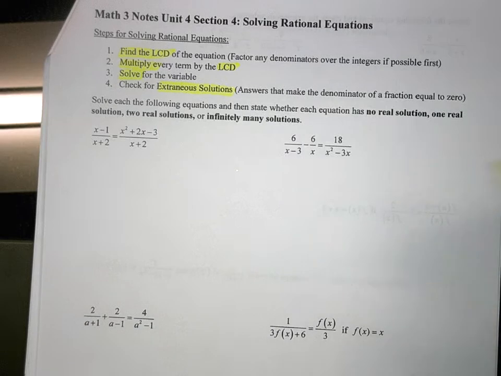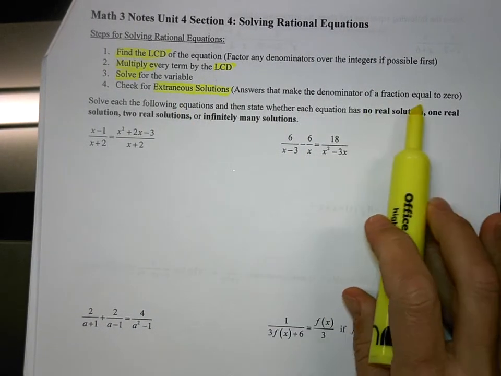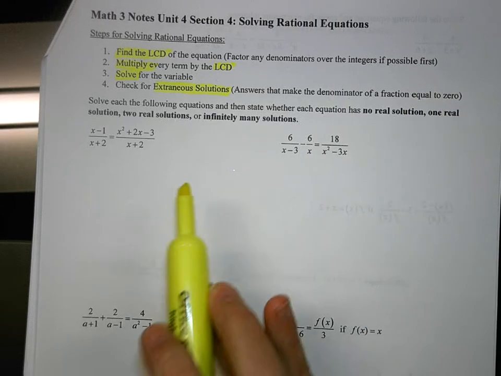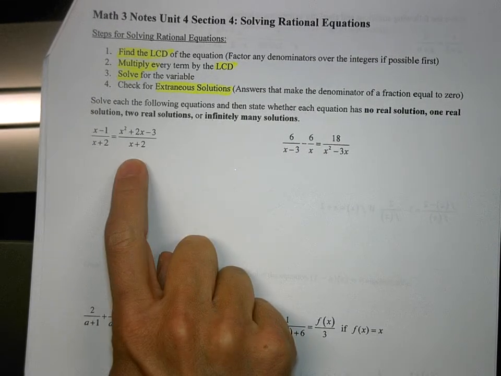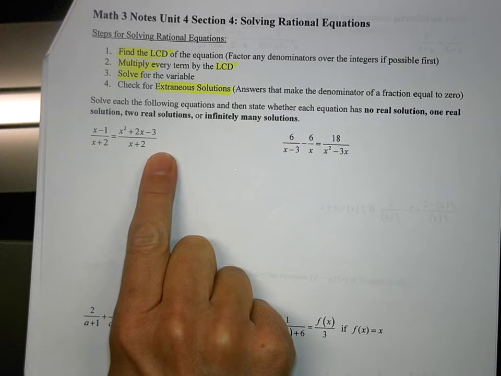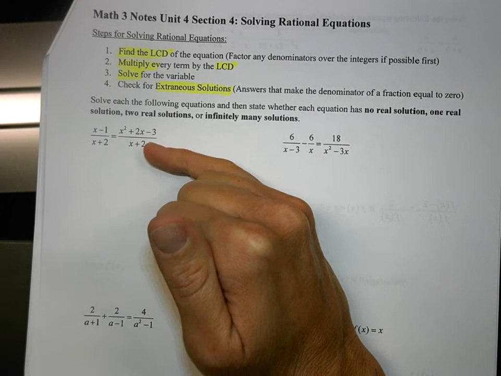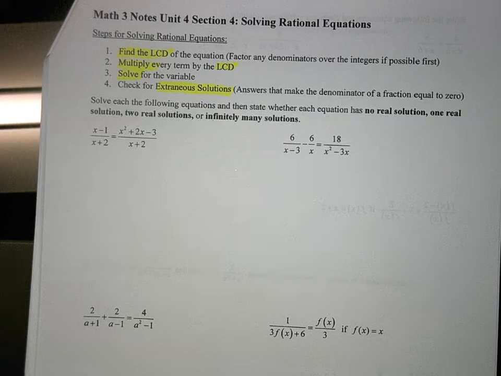That might be a new word to you, but extraneous solutions are answers that make the denominator of a fraction equal to 0. Okay? So for instance, if x equaled 2, and we ended up plugging negative 2 into this equation, what's negative 2 plus positive 2? 0, right? And anything with a 0 in the denominator is undefined. So you will have extraneous solutions on these problems because you can't make an answer that makes the denominator 0.